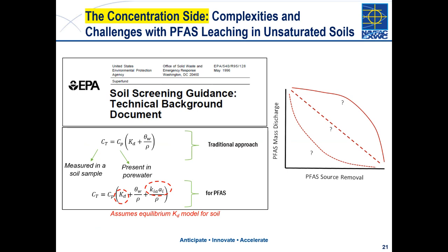You see a couple of equations there, and what I have shown as the top equation is really the traditional approach, something the EPA as well as other regulators have used for helping to establish soil cleanup criteria. So you have this CT, this total concentration. This is what you would measure in a soil sample, and you can basically calculate your pore water concentration if you know your KD. So it assumes a linear partitioning model, and this works reasonably well for a lot of classes of compounds, but for PFAS it's really more complex.